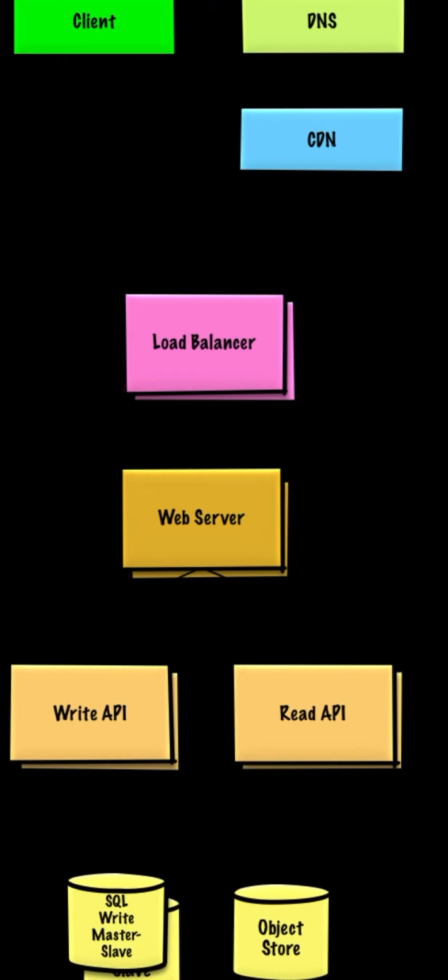You also want to split the write API and the read API simply for the functionality. But for the CDN, the full name is Content Distribution Network. It's much like a cache.